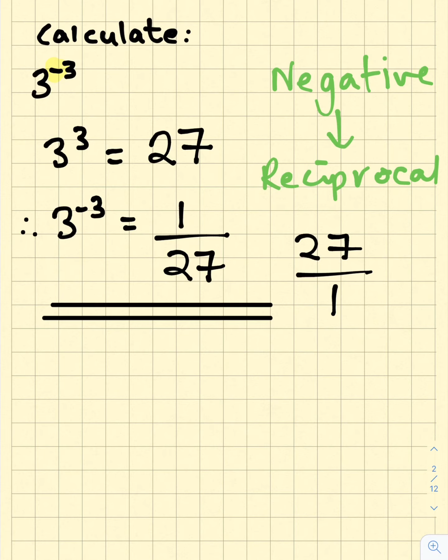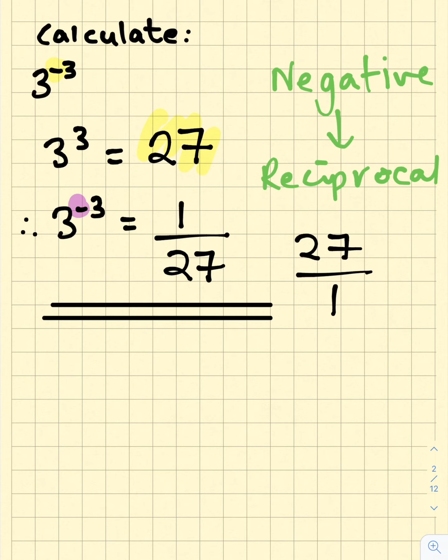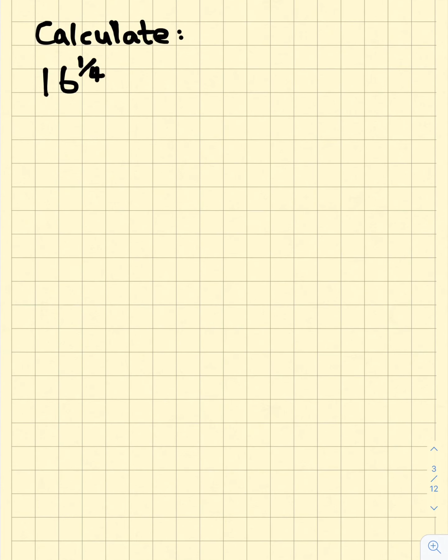Well, first of all, we ignored the negative power. So we had 3 cubed, which was 27. And then we brought the negative power into play. And so we had to invert our fraction. We have to provide the reciprocal. And that gave us a final answer of 1 over 27. Let's take a look at our next example now.